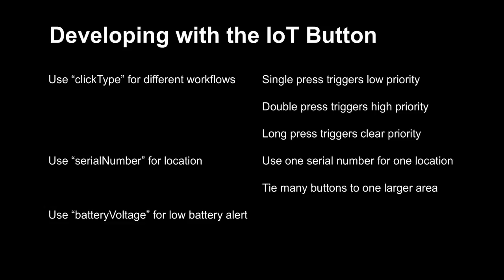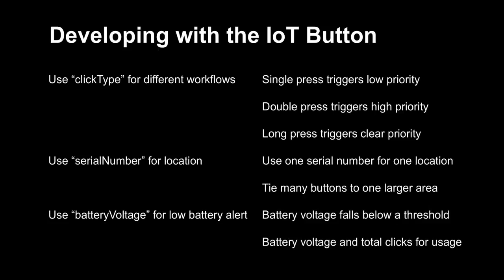You can also use the battery voltage for doing alerts and operations. So you can do things like check for low batteries. Some use cases here: if the battery voltage falls below a specific threshold, you can take a specific action. So you can say I need to reorder another button or provision another button.